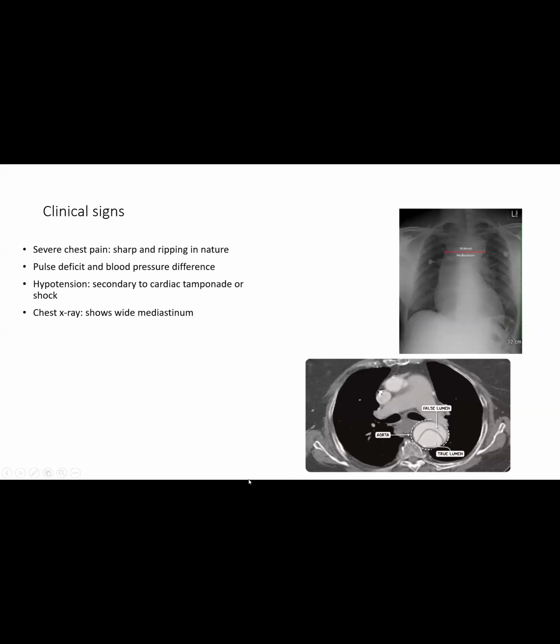In terms of clinical signs, there will be severe chest pain that radiates to the back, usually described as sharp, ripping or tearing in nature. Chest pain of this nature classically involves ascending aortic dissection. If you have neck or jaw pain, then the dissection may be associated with the region of the aortic arch. If it's interscapular pain, then it's likely associated with the descending aorta.